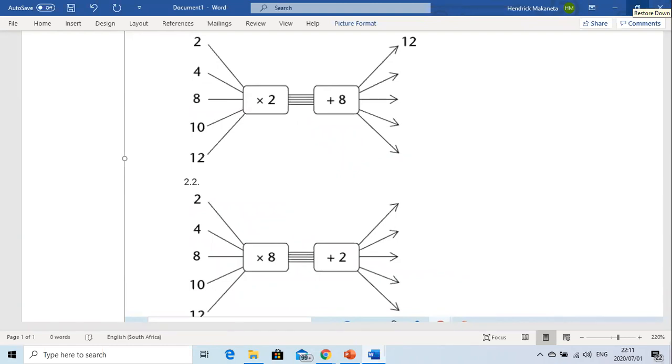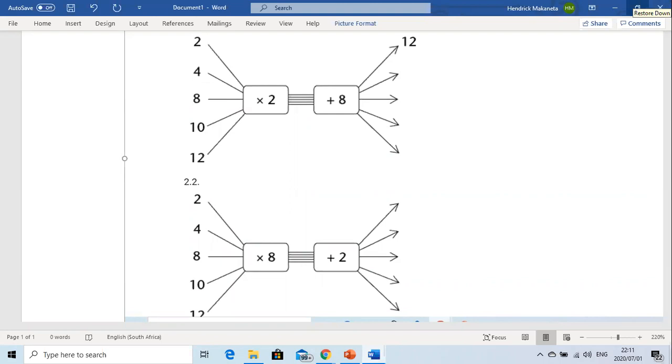Nosipo has done the next one. 12 times 2 is 24, and plus 8 is 32. Nosipo Pungula got it right. Also, Onkabetse got it right, where she multiplied 12 by 2 to get 24. So we are done with the first flow diagram. Can we move into the second? The second flow diagram.